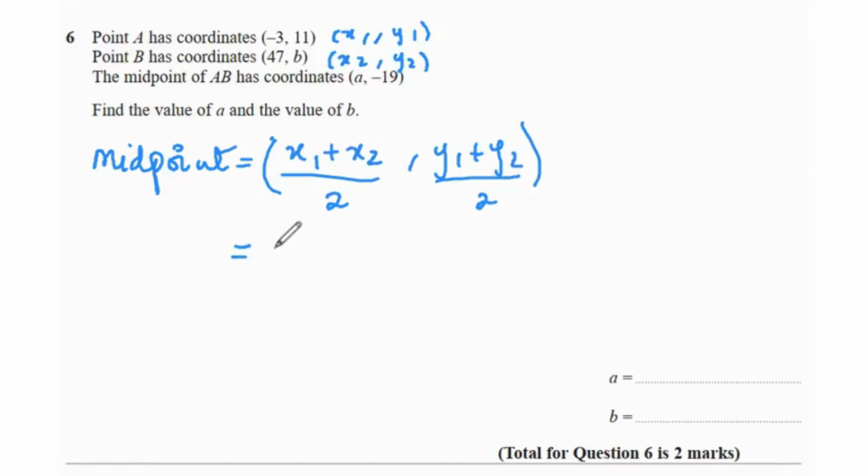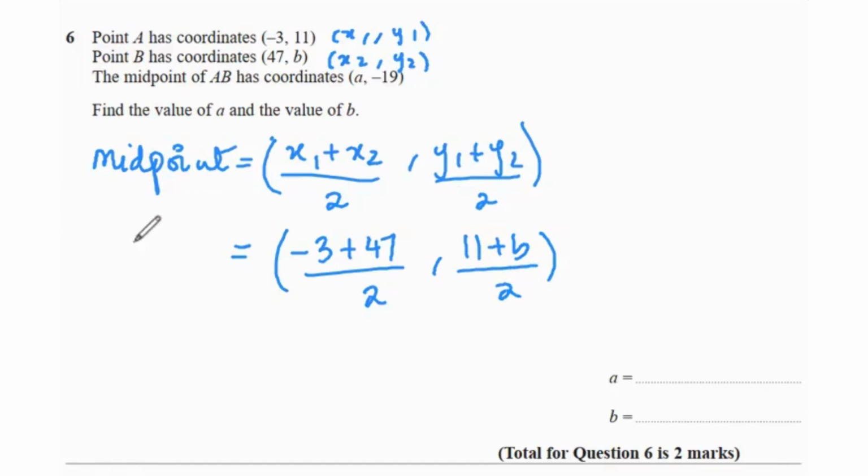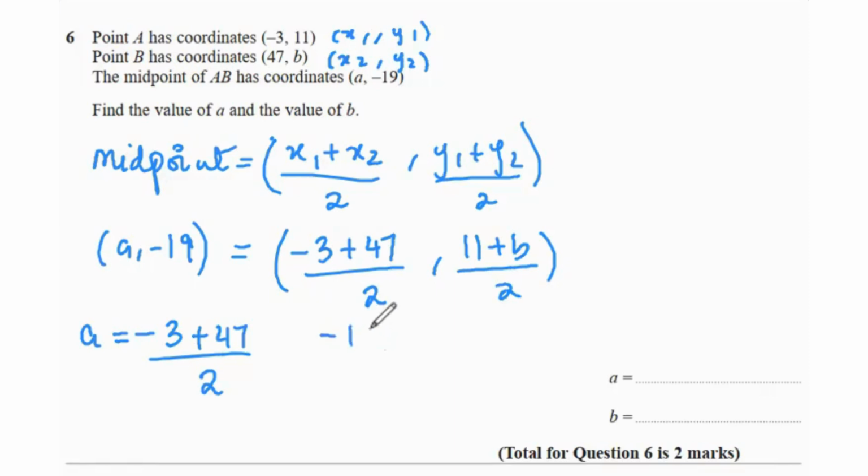So we add the x values. So that's negative 3 plus 47 over 2. And then we add the y values, 11 plus b over 2. Now the midpoint has been identified as (a, -19). So what you can do now is put a equal to (-3 plus 47) over 2. And now we can solve for a. And then we can put negative 19 equal to (11 plus b) over 2. And through this fraction, we can solve for b.